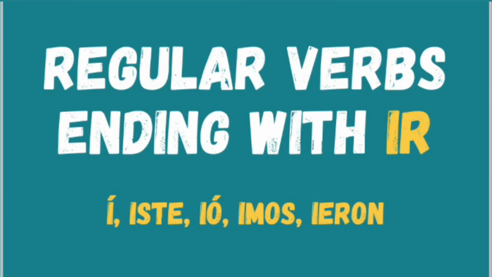Now, if you have the personal pronouns you in the plural form, which means in Spanish ustedes, and they, which means in Spanish ellos if you're talking about a group of boys, or ellas if you're talking about a group of girls, then the ending of the verb would be with this word ieron. Okay? Let's see some verbs so you would understand this better.